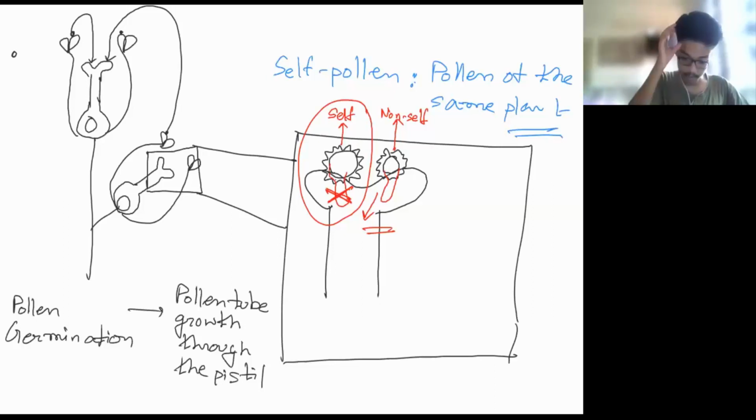Okay. So now coming to the fourth point, which is another device to prevent self-pollination, the production of unisexual flowers. We have already discussed that if it's a unisexual flower, it has only one of the reproductive whorls, either androecium or gynoecium.